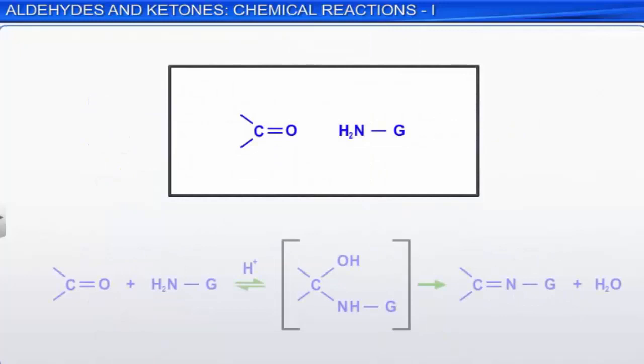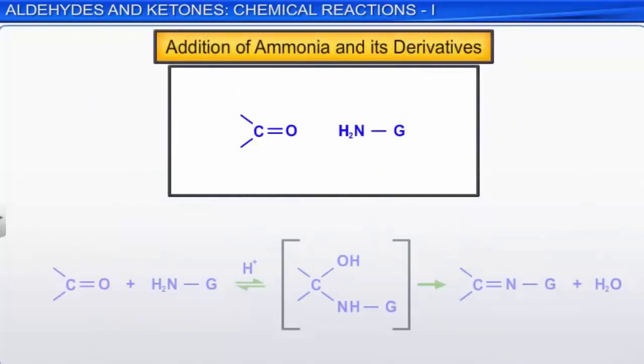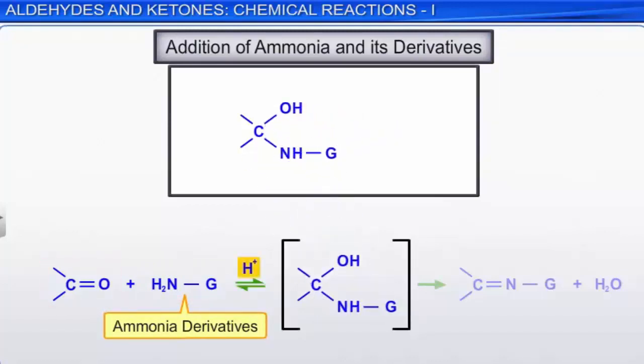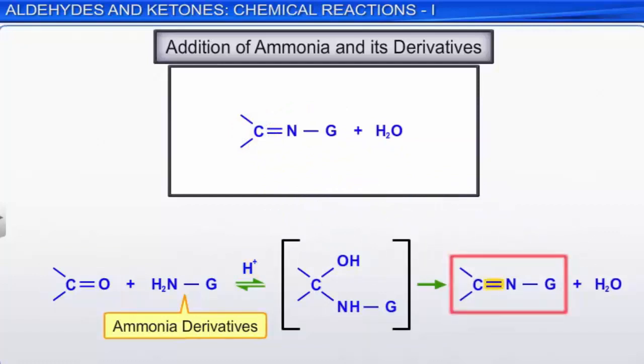Let's now look at the addition of ammonia and its derivatives. When nucleophiles such as ammonia and its derivatives NH2G are added to the carbonyl group in the presence of acid, they form compounds with carbon to nitrogen double bonds known as imines.